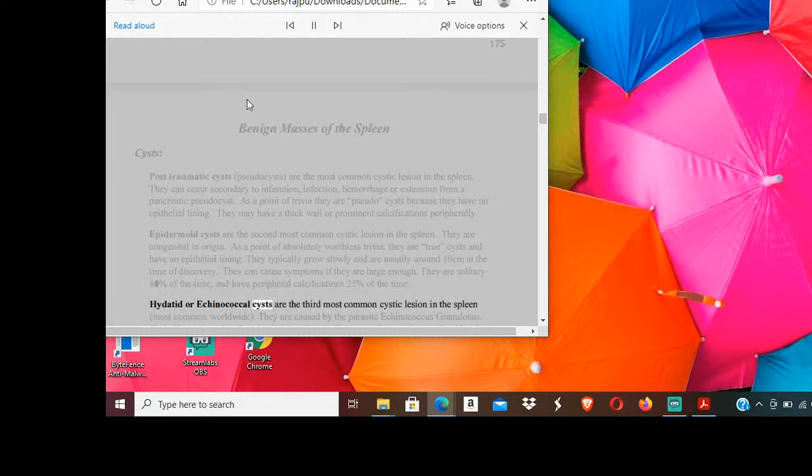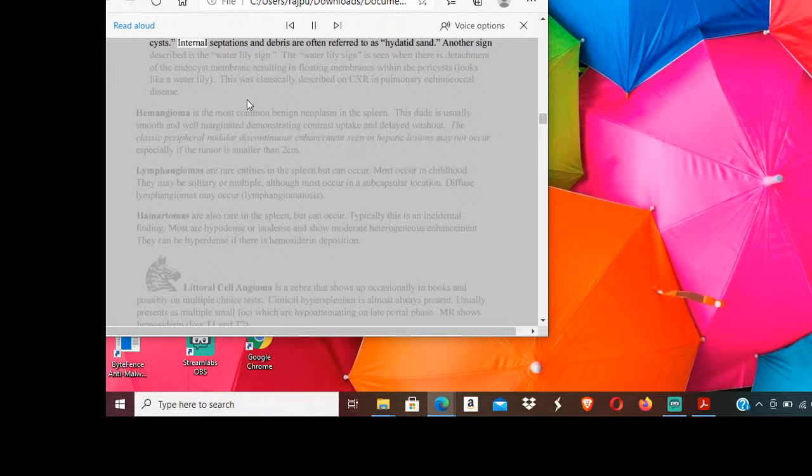Hydatid or echinococcal cysts are the third most common cystic lesion in the spleen, most common worldwide. They are caused by the parasite Echinococcus granulosus. Hydatid cysts consist of a spherical mother cyst that usually contains smaller daughter cysts. Internal septations and debris are often referred to as hydatid sand. Another sign described is the water lily sign. The water lily sign is seen when there is detachment of the endocyst membrane resulting in floating membranes within the pericyst, looks like a water lily. This was classically described on CXR in pulmonary echinococcal disease.